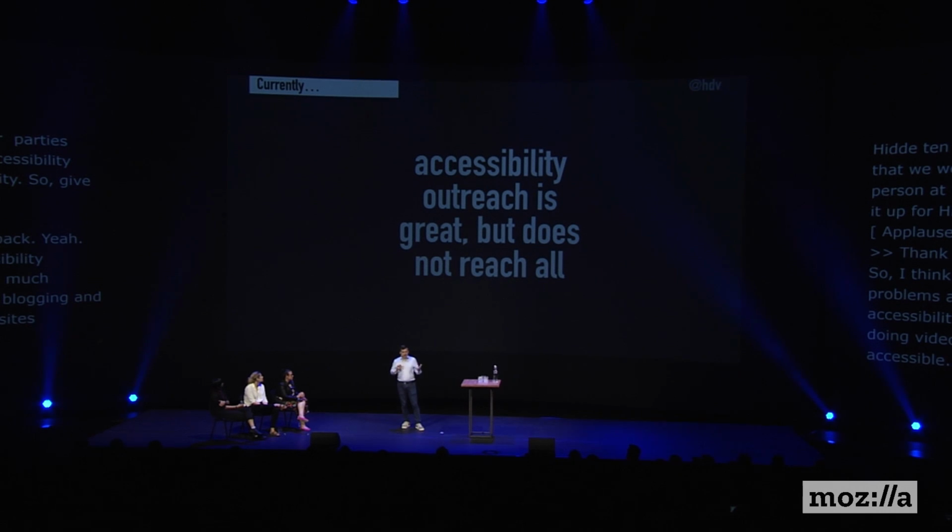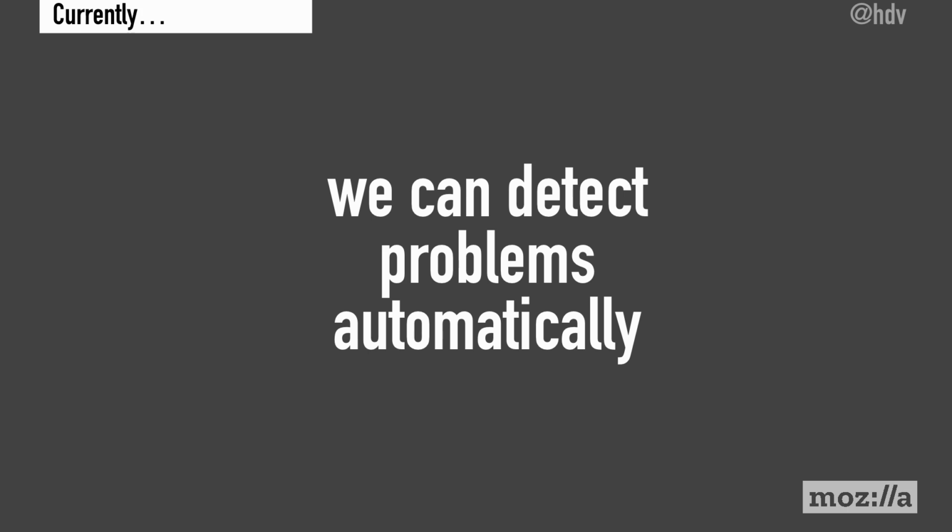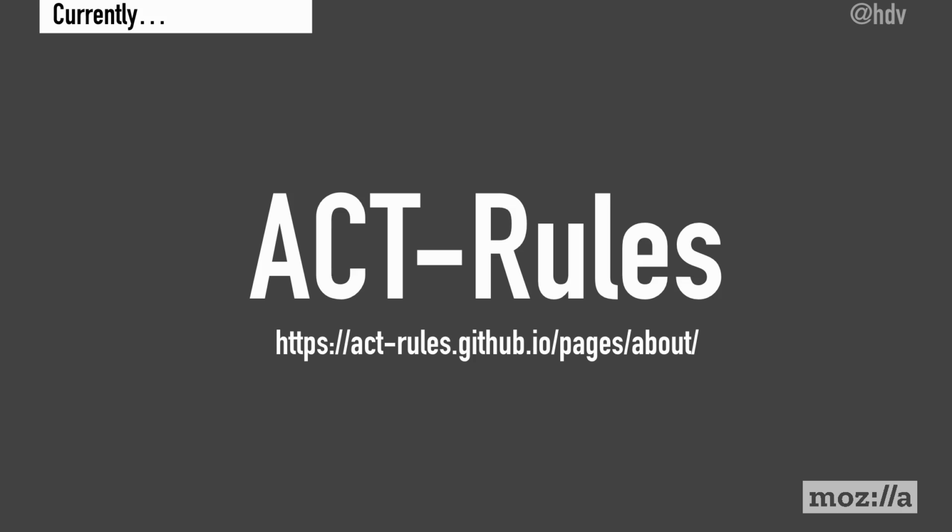So we have to find ways that can still mitigate accessibility issues for people that need that. And the good news is we can actually detect some accessibility issues automatically. There is a project in the W3C, a community group called ACT Rules, that is focused on getting accessibility standards and turning them into rules that can be used by accessibility checkers.